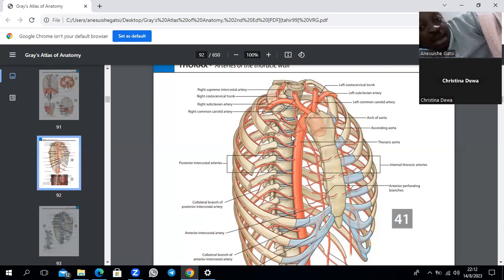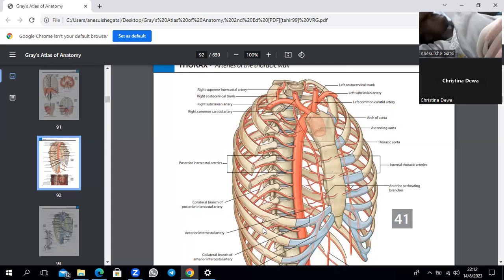For the posterior parts, the lower 9 intercostal spaces are supplied by branches that come off the aorta directly. So for the posterior intercostal spaces, the lower 9 spaces, there are posterior intercostal arteries that are coming from the aorta. So the aorta will supply the lower 9 intercostal spaces. Right.